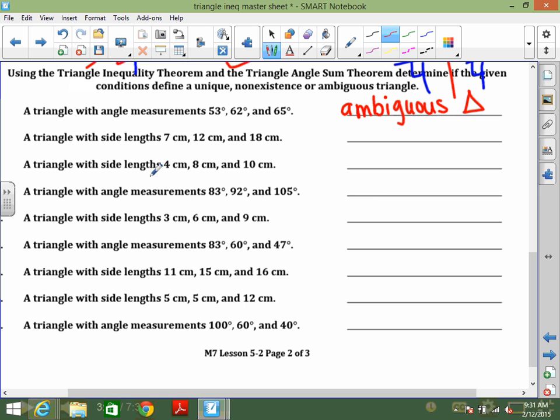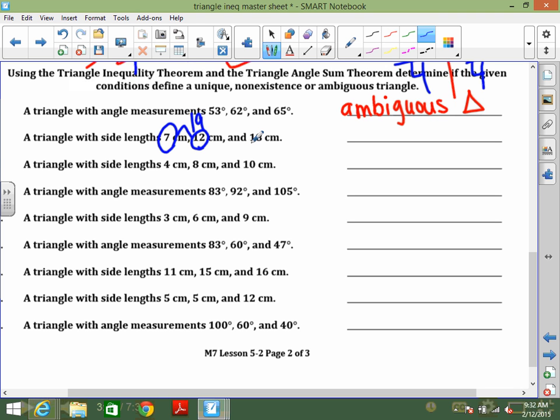Okay, next one. A triangle with side lengths 7 centimeters, 12 centimeters, and 18 centimeters. This time, we have to use our triangle inequality theorem to see if it makes a triangle. So what 2 sides are we going to add together? 7 and 12. What does 7 and 12 give us? 19. Is 19 bigger than 18? So it forms a triangle. And guess what? We can only make 1 triangle with this one.